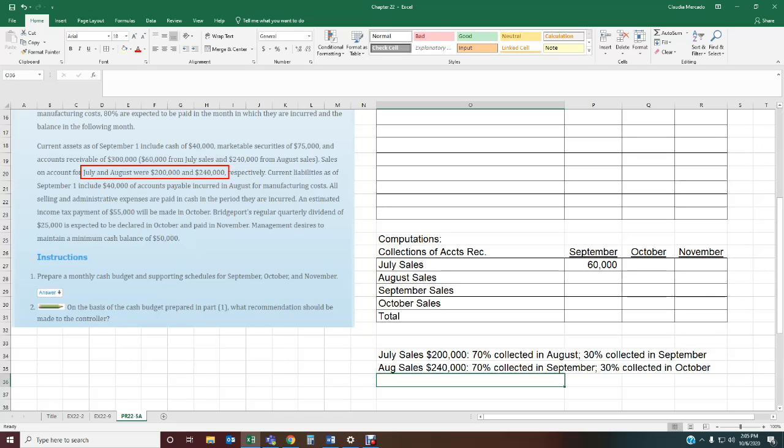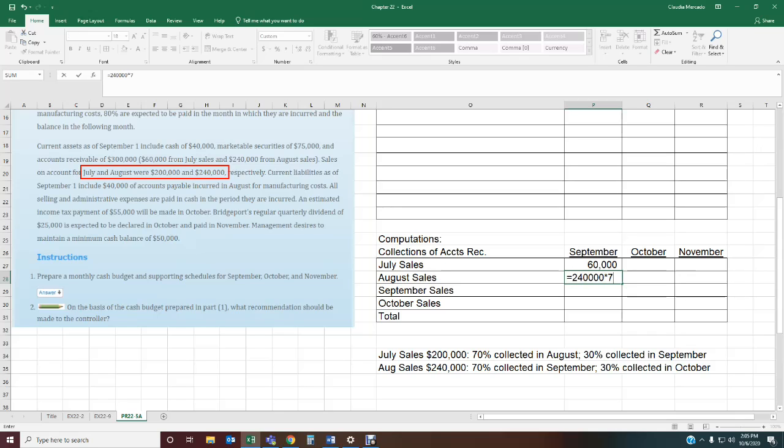So I had 240,000 in sales in August. I am going to collect 70% in September. For my August sales of 240,000, I'm going to collect 70% of them in September. That gives me $168,000. And then in October, I'm going to collect 30%, so I'm going to get my 240,000 times 30% in October.